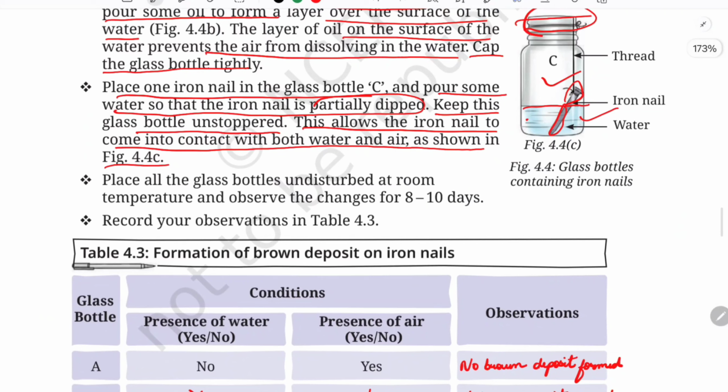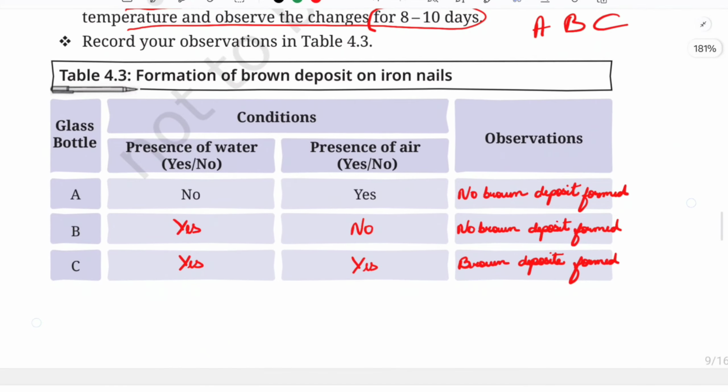So now what we are going to do next: place all the glass bottles undisturbed at room temperature and observe the change for around 8 to 10 days. So after 8 to 10 days you need to observe whether a brown deposit has been formed, and in which of the glass jars a brown deposit has been formed, whether it is in A, B or C. Okay, so now let us assume that we have already observed it, and let us write the result in our table. The explanation is also given there, don't worry.